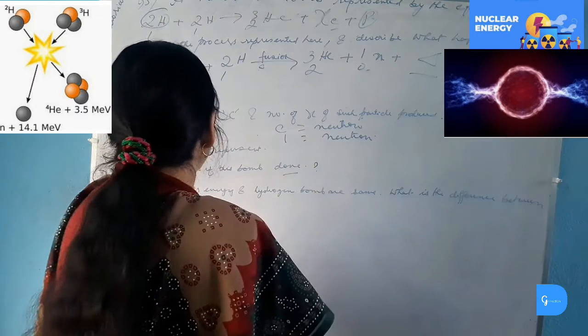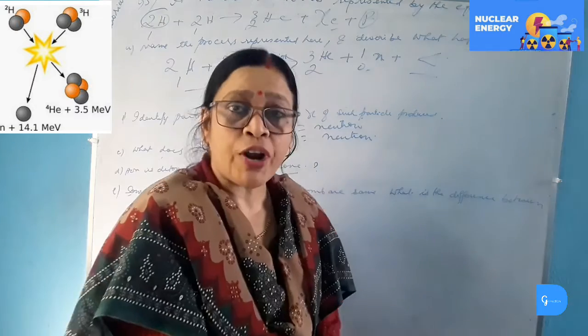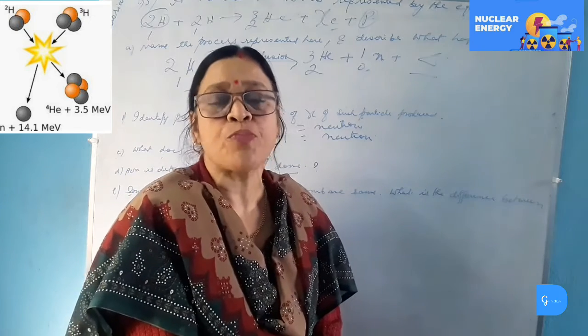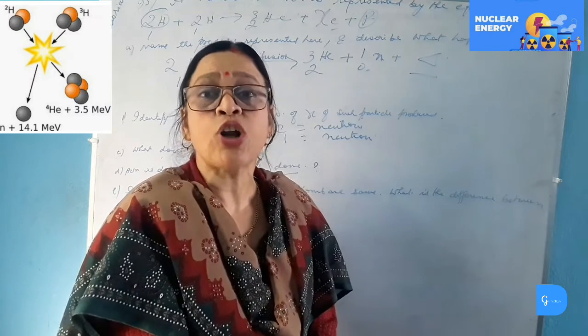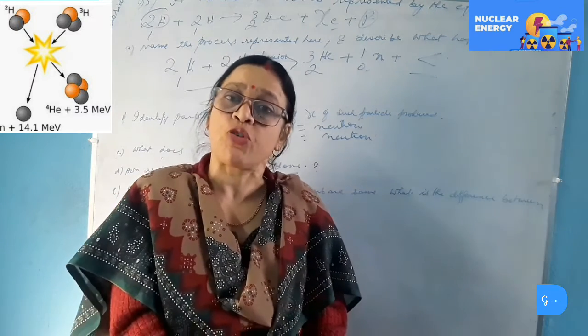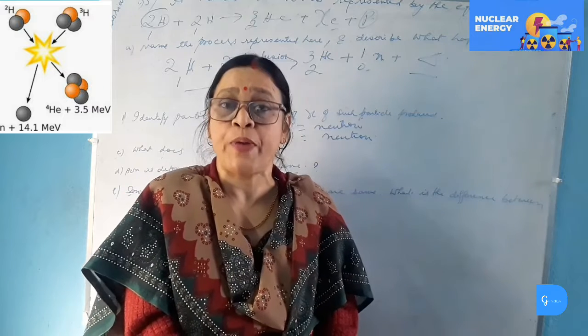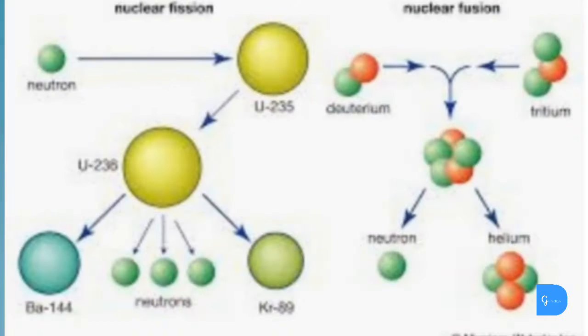How is detonation of this bomb done? The detonation or explosion of this hydrogen bomb is done by using atom bomb. Atom bomb is based on nuclear fission reaction and hydrogen bomb is based on nuclear fusion reaction. And among the two bombs, hydrogen bomb and atom bomb, hydrogen bomb is more powerful than atom bomb because hydrogen bomb produces tremendous amount of energy in very short time.